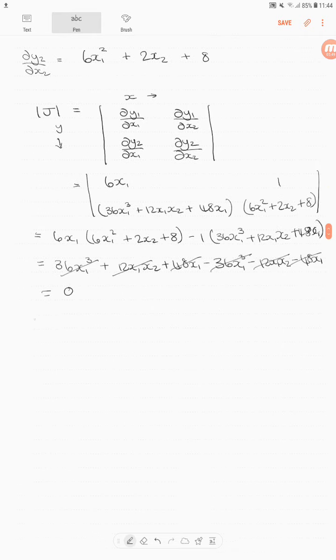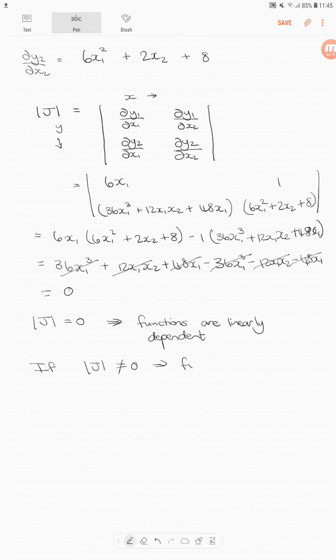That means our Jacobian determinant is equal to 0, and that means the functions are linearly dependent. If the Jacobian determinant is not equal to 0, the functions are linearly independent.